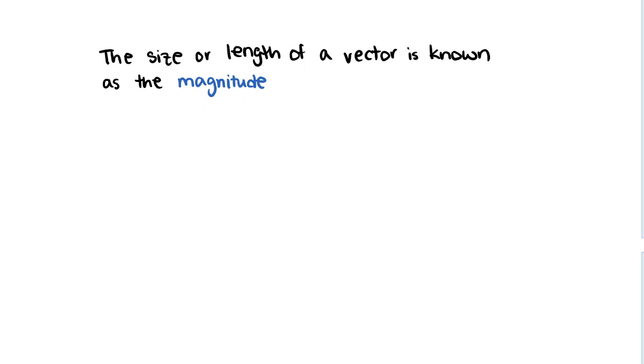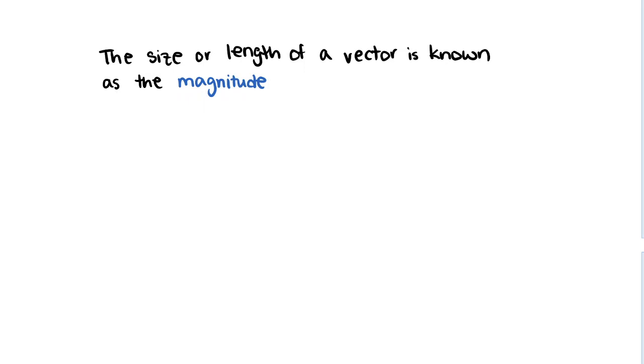So in all of these examples that I described, the size or the length of a vector was one of the important pieces of information about that vector. And so we give this a special name. We say that the size or the length of a vector is called the magnitude.